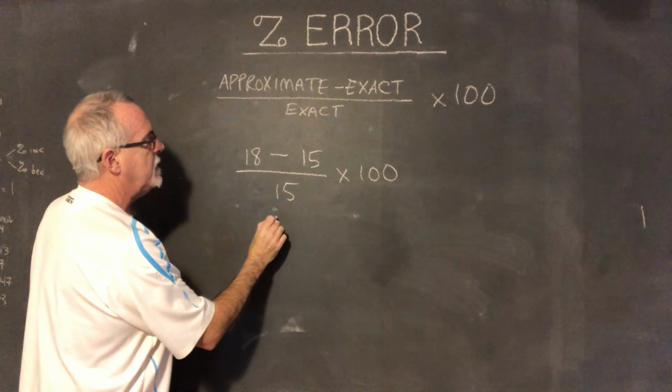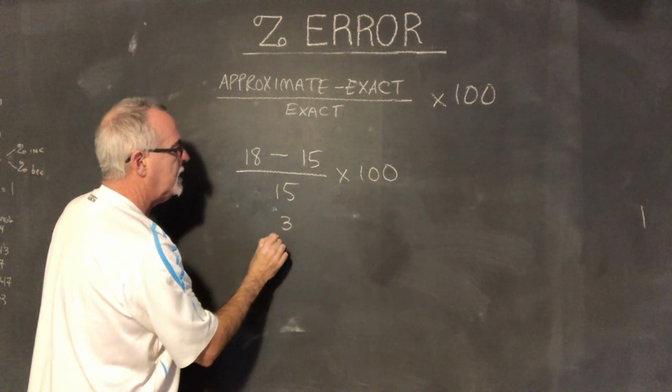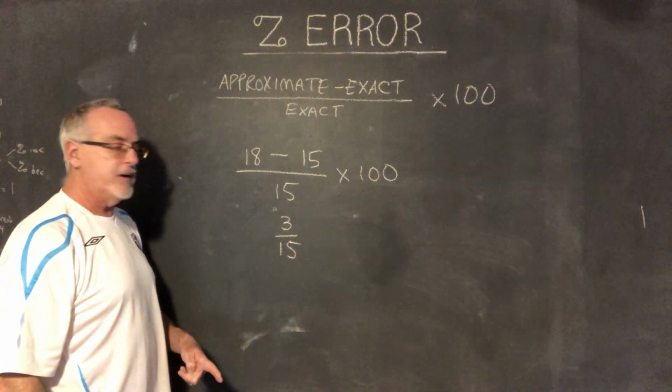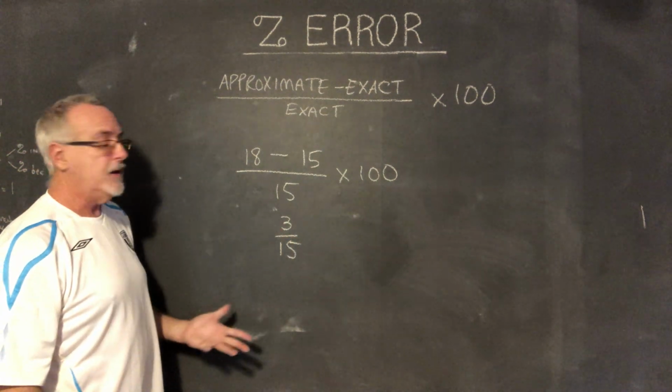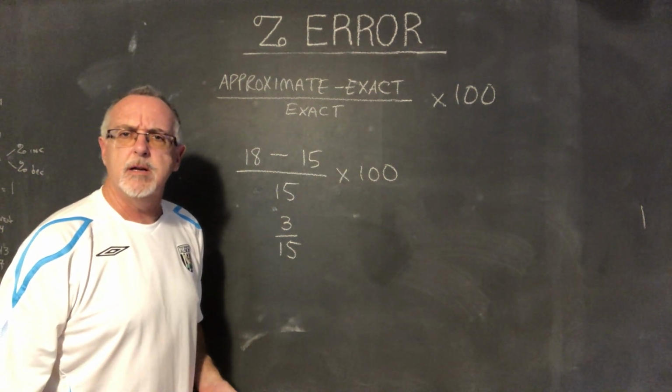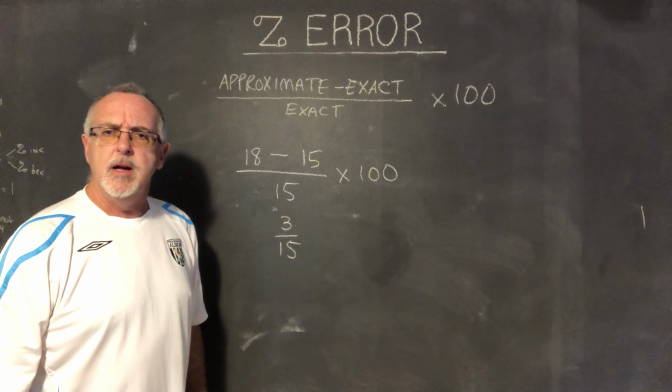Oh, this is going to be a fun one. 18 minus 15 is 3. We have a positive value this time. And 3 over 15 is one that I can convert into a percentage and into a decimal in my head. 3/15 reduces to 1/5, doesn't it? And 1/5 is 20%. This is fun.